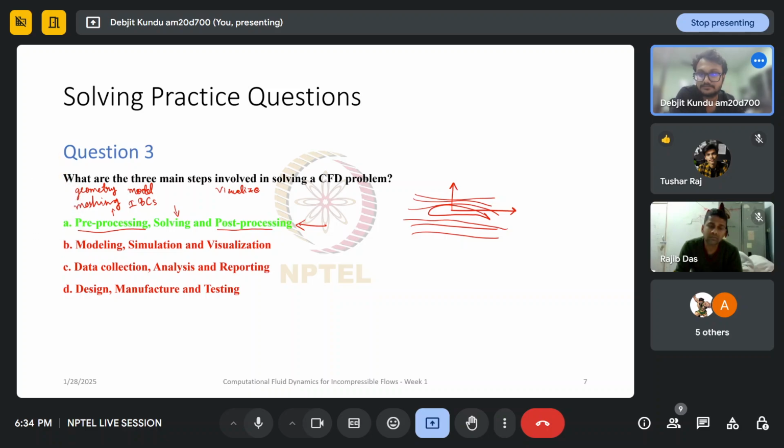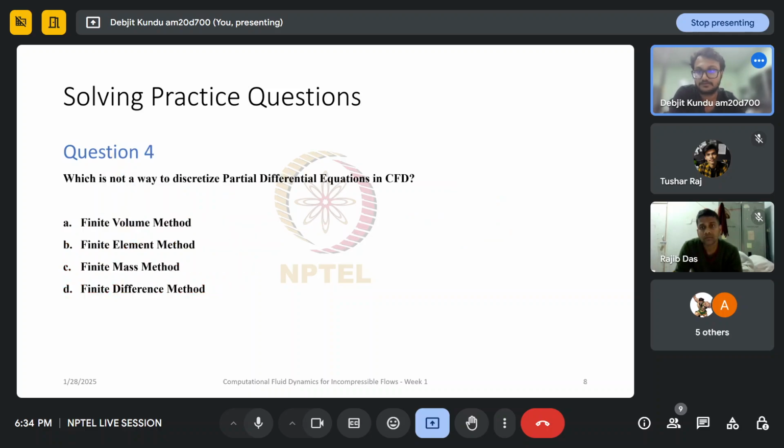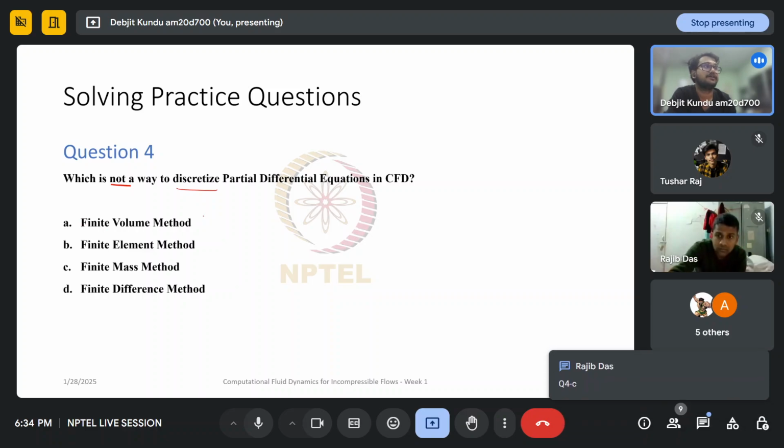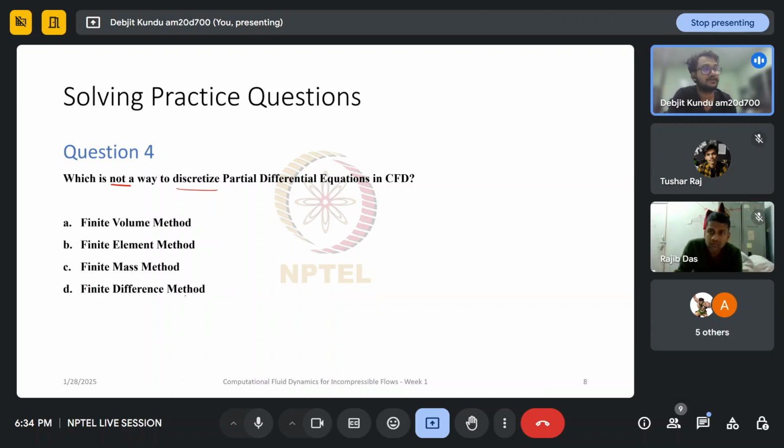Any other questions? Okay, if not, we will move on to question number 4. You asked about discretization, and we have a question about discretization. The question is, which is not a way to discretize partial differential equations in CFD? The options are option A, finite volume method, option B, finite element method, option C, finite mass method, and option D, finite difference method. We have a very quick response in favor of option C.